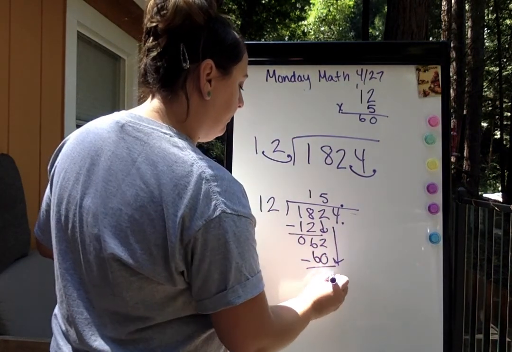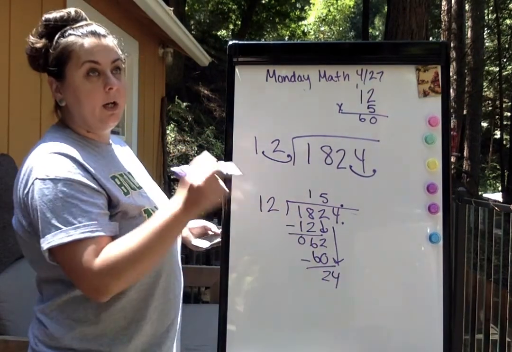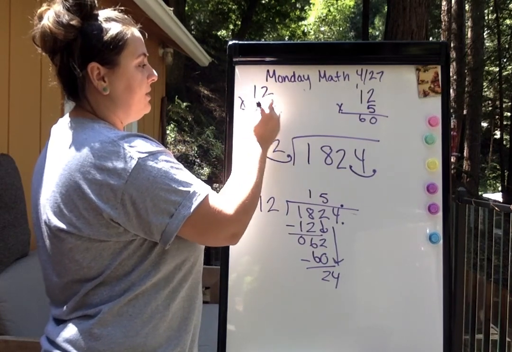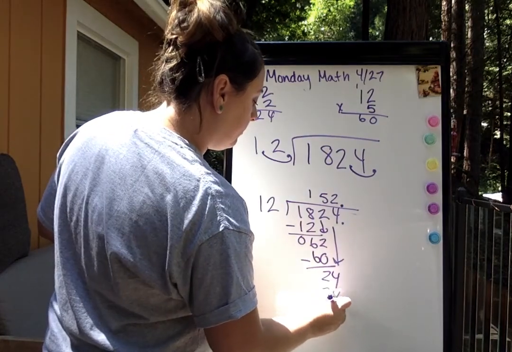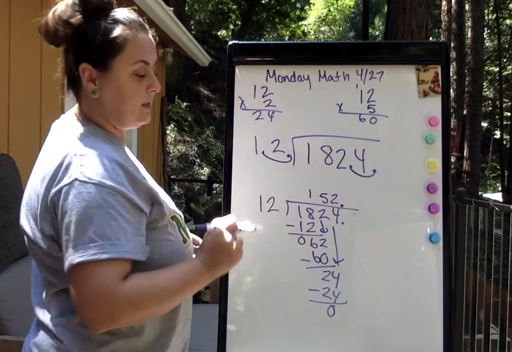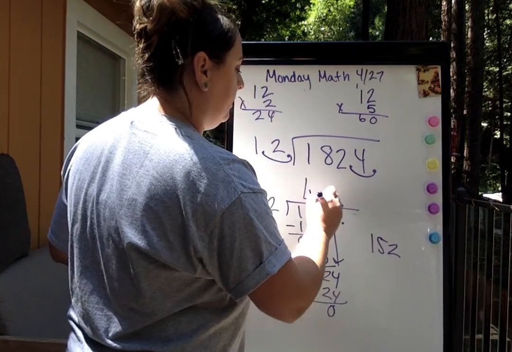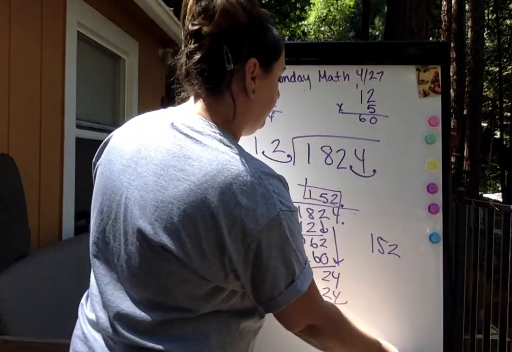Bring down the 4. 12 goes into 24 how many times? Well, I know that 12 times 2 is 24, with a remainder of 0. So you don't even need the decimal point here. Your answer is just going to be 152. Good job.